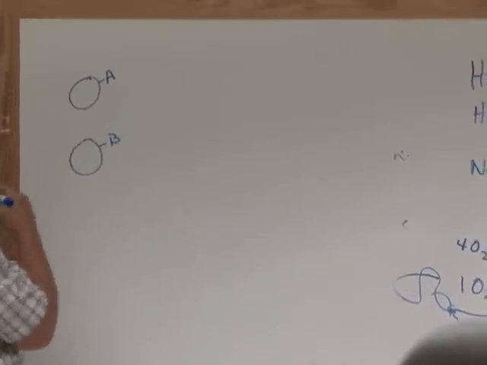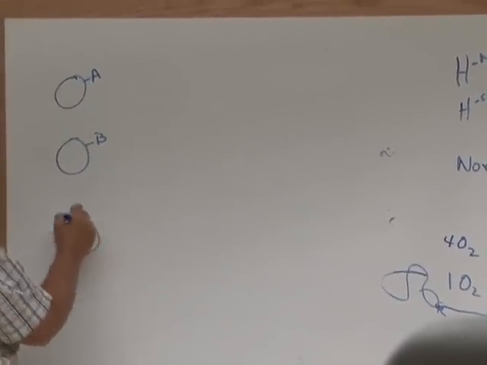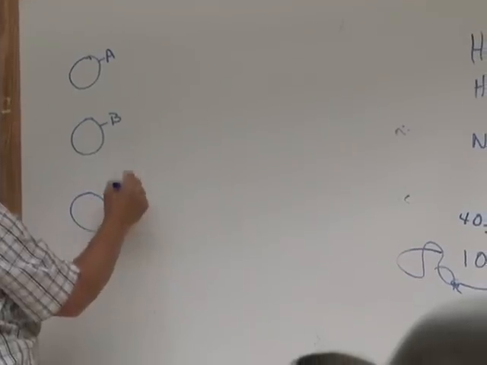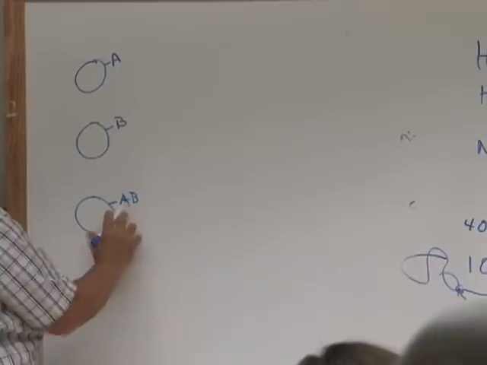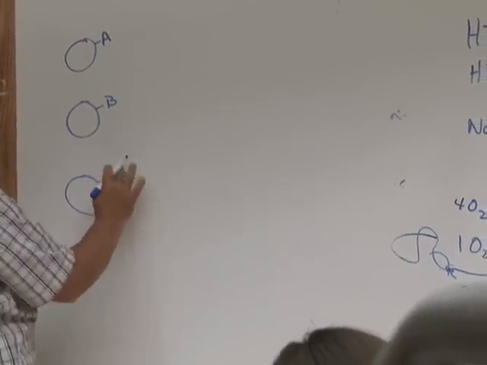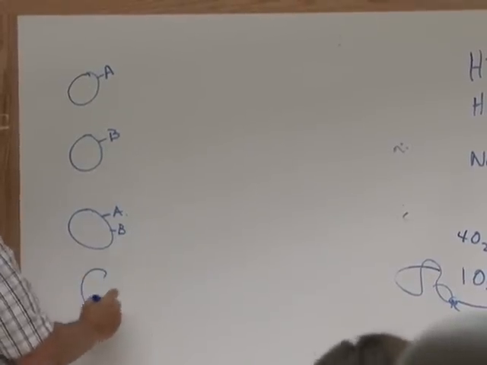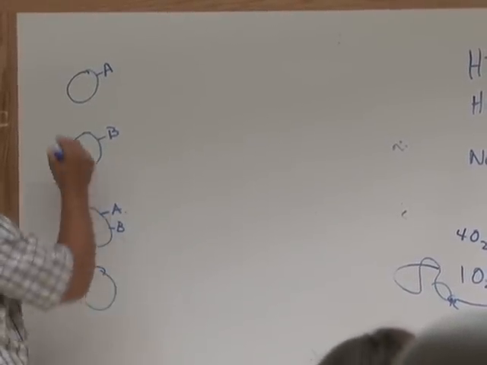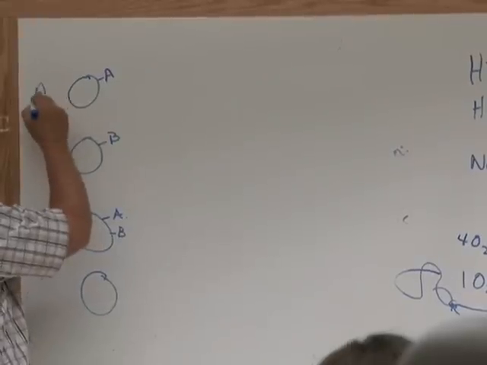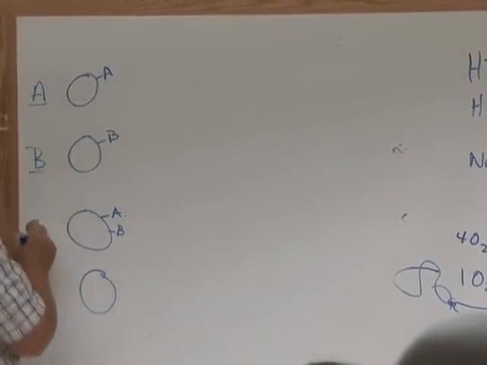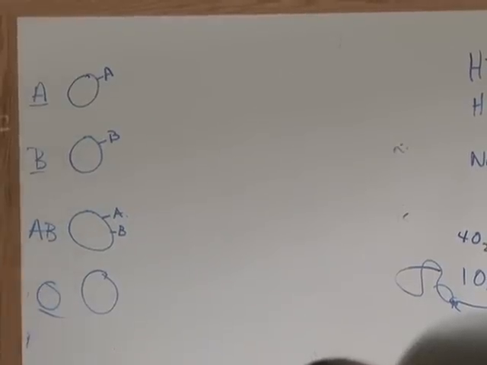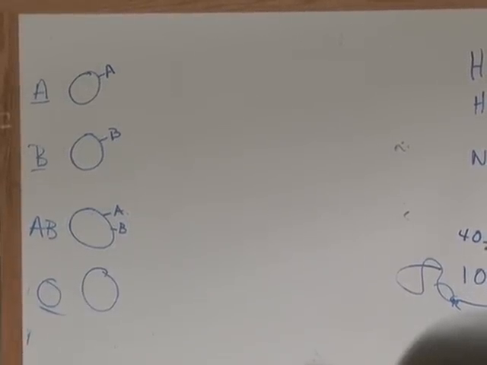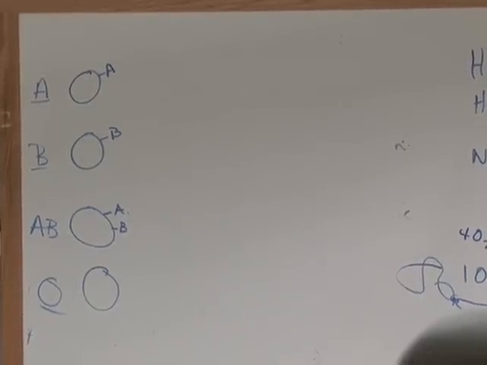So then what happened was we were able to figure out that we had people that only had A, we had people that only had B, we had people that had both A and B, then we had people with no cell identifiers. So then the blood types became A, B, AB, and O, because there are no cell identifiers on the blood cell itself. Right?